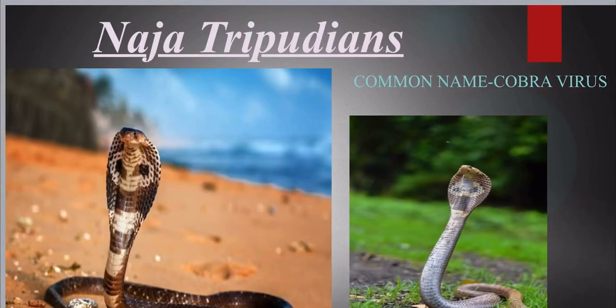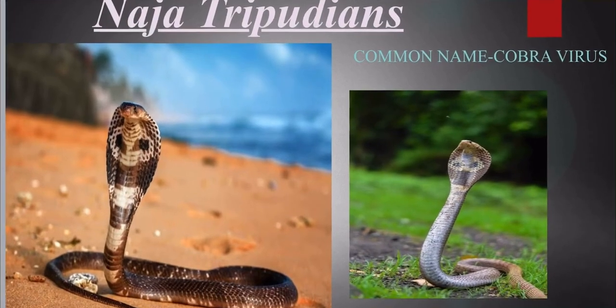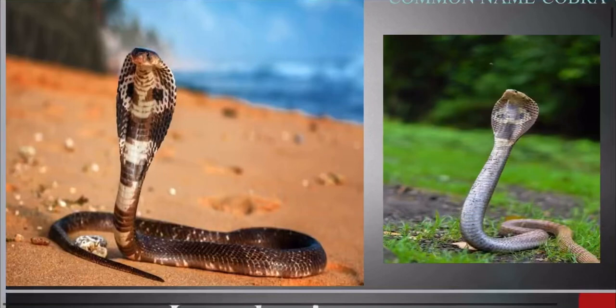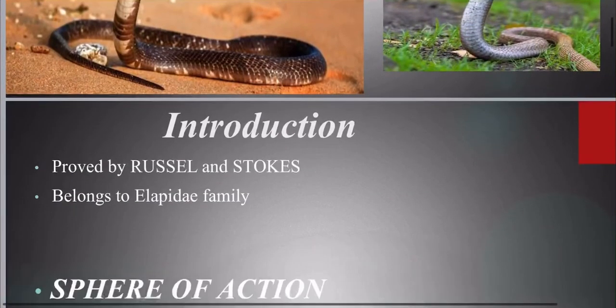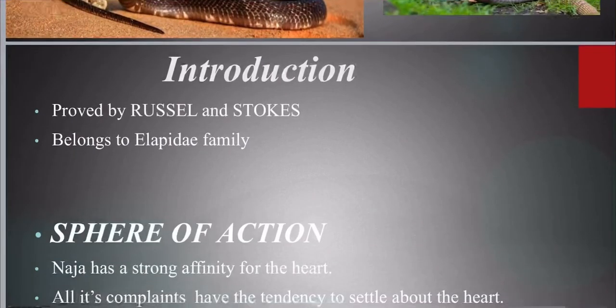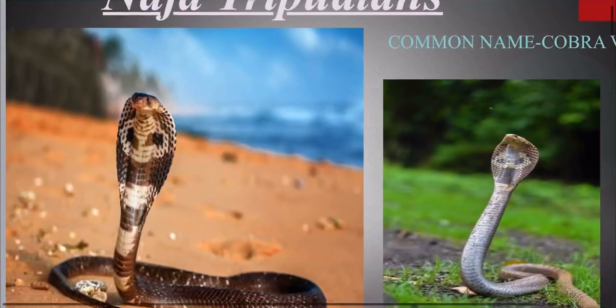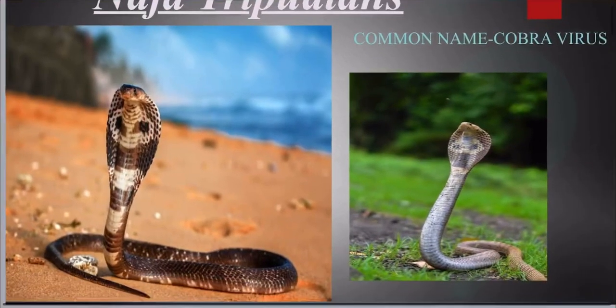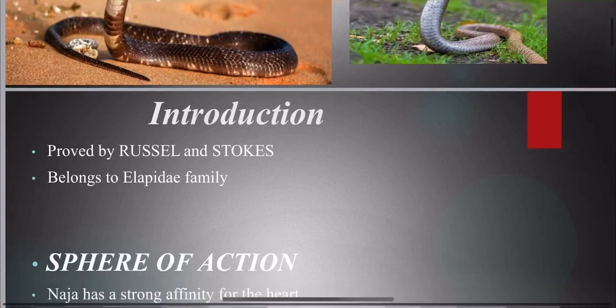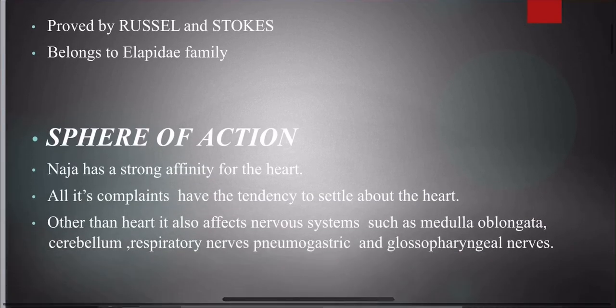Hello everyone, in this video we are going to study Naja tripudians. The common name of Naja is Cobra. You can look at the picture here. The Naja snake, the Cobra snake. It was proved by Russell and Stokes. It belongs to the Elapidae family. This is the introduction of Naja.